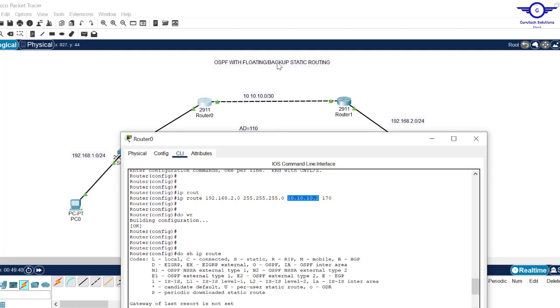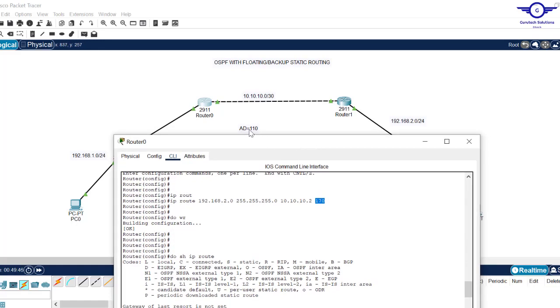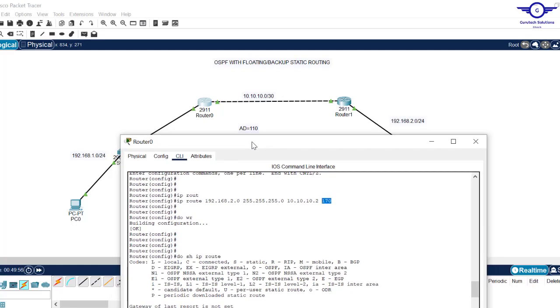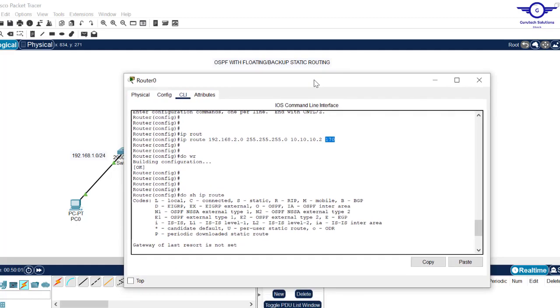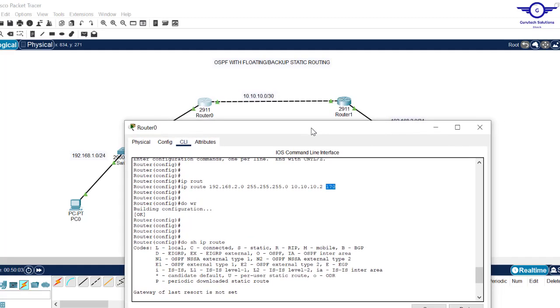But now, to make it a backup, we have to give an administrative distance which is higher than the primary administrative distance, which is this one. Do you still have the confusion? I think you did this in the last assignment. But I said that I'm going to give another assignment to make you understand static routing.